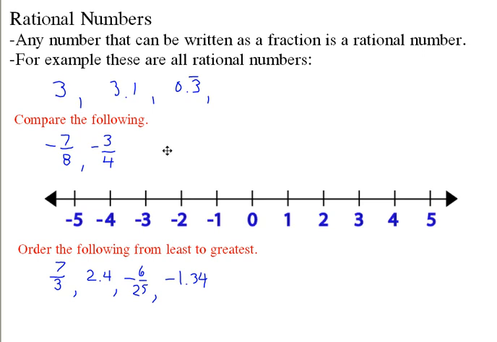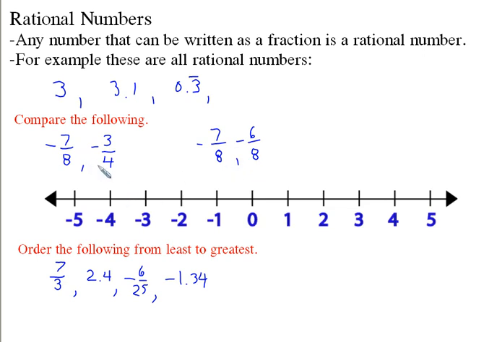So all I'm going to do is find a common denominator the way I did before, which in this case, with negative 7/8 and negative 3/4, is going to be 8ths. Negative 7/8 I don't need to do anything with. Negative 3/4, how do I change that into 8ths? I multiply the top and the bottom by 2, and I end up with negative 6/8.